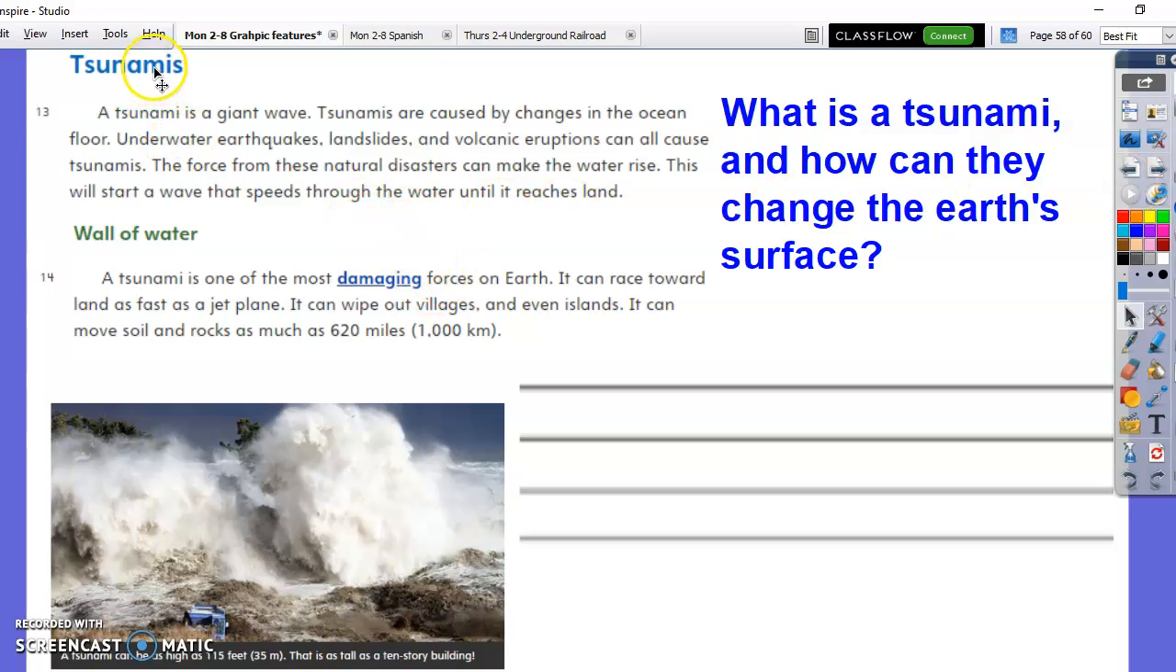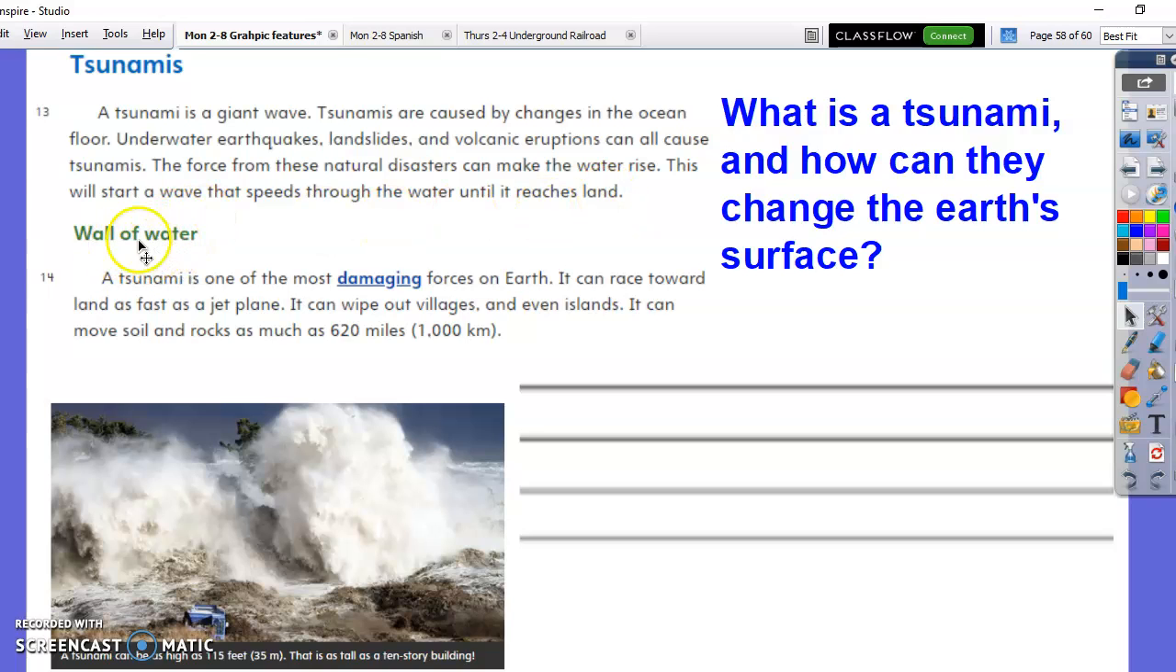Tsunamis. A tsunami is a giant wave. Tsunamis are caused by changes in the ocean floor. Underwater earthquakes, landslides, and volcanic eruptions can all cause tsunamis. The force from these natural disasters can make the water rise. This will start a wave that speeds through the water until it reaches land.